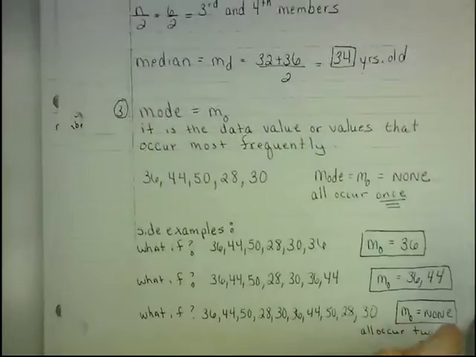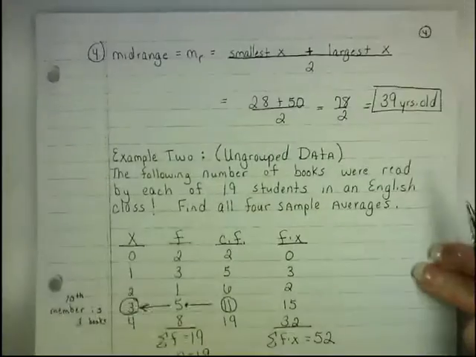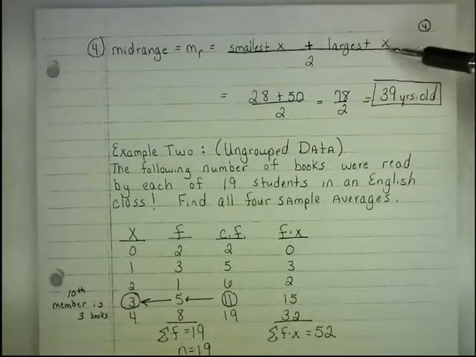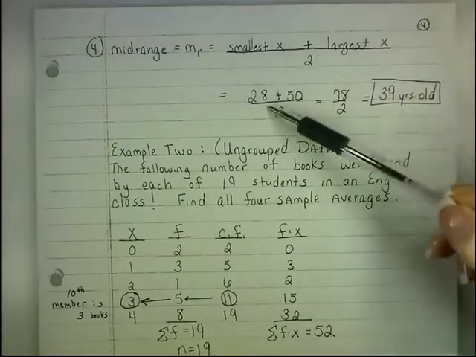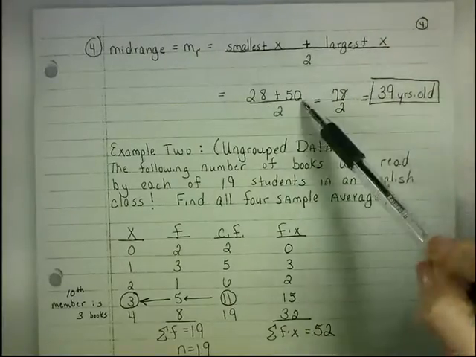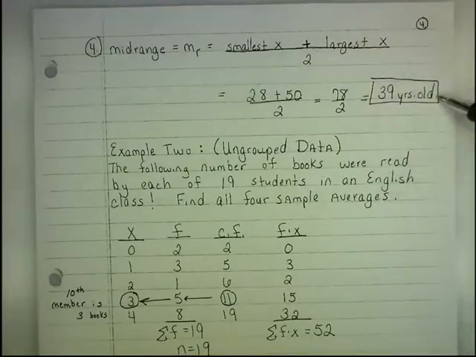The last and final average with respect to raw data is the mid-range. The mid-range is the smallest data value in a set plus the largest value in a set divided by 2. So it's the average of the smallest and largest. The youngest lady was 28, the oldest lady was 50, and their ages added together, 78, divided by 2, is 39 years old. So now I wish to show you how to put the raw data problem into the calculator.